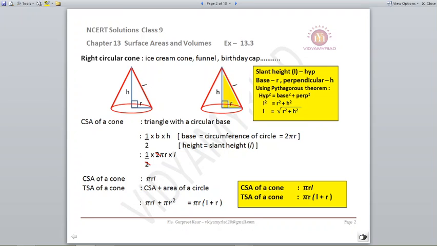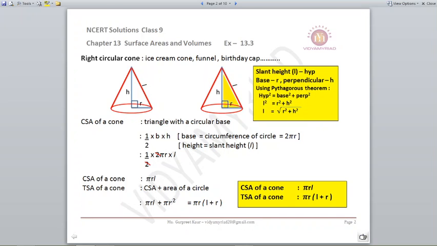But when we talk about a cone, there is one more additional thing which you need to know, that is known as slant height, which is represented by L. Now when you are not given the slant height, you should know how we can find it using the Pythagoras theorem. You know very well the Pythagoras theorem formula, that is hypotenuse square is equal to base square plus perpendicular square. So we write it as L square is equal to r square plus h square.